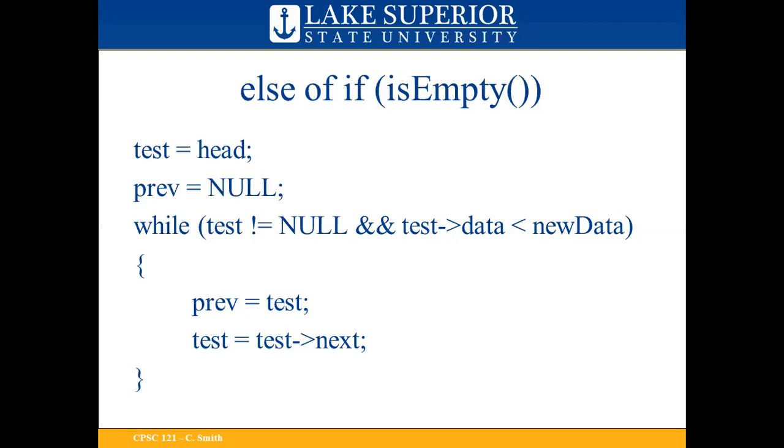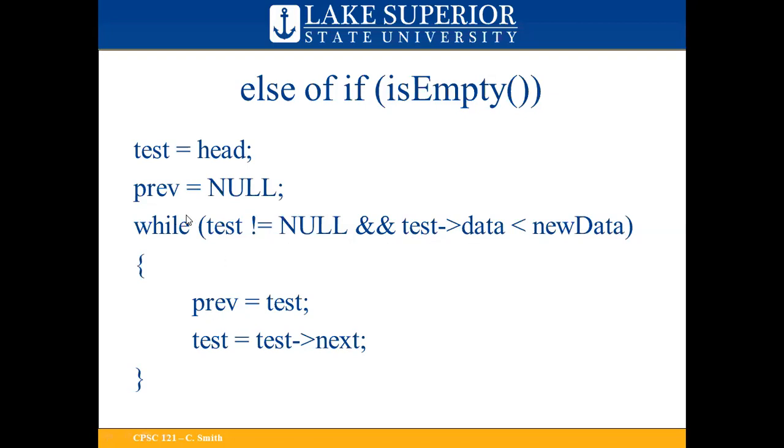This while loop may not run at all. We might start with test arrow data, which is originally head, being less than new data, and that would be one of our special cases. This while loop might run completely and walk test off the end of the list, so therefore it gets kicked out because test equals null. Or it could have walked part of the way down the list and been kicked out by test arrow data is less than new data, somewhere in the middle of the list, okay?